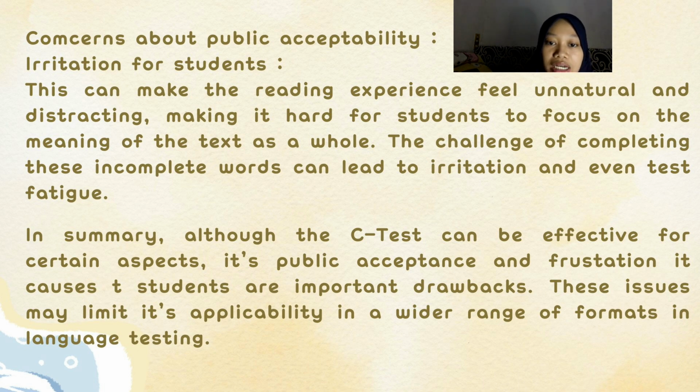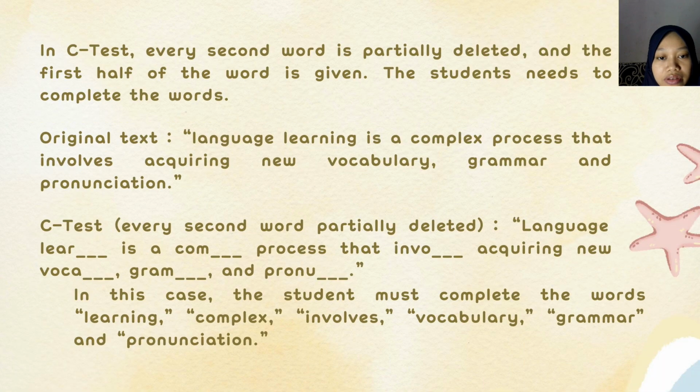So we can see the unacceptability for some students. We can underline the word in the sentence. The students can focus on the whole meaning of the text because there is a half word that's missing, and you have to fill it. In C-test, every second word is partially deleted and the first half of the word is given. The students need to complete the words. Original text, you can see this is the example.